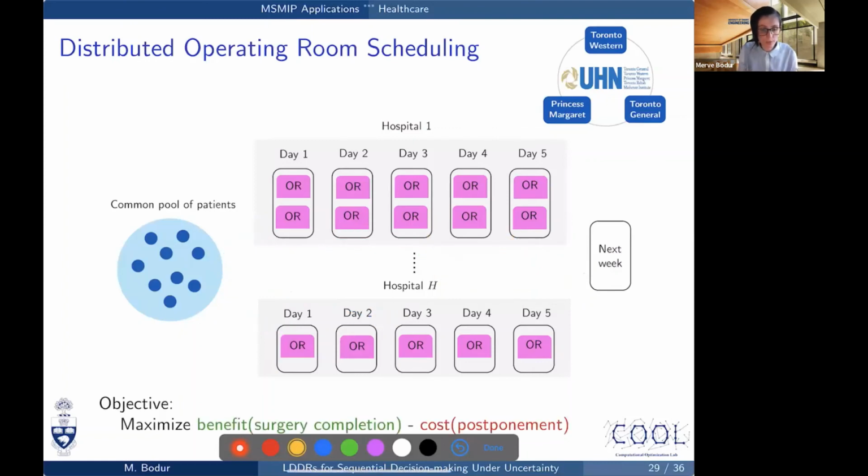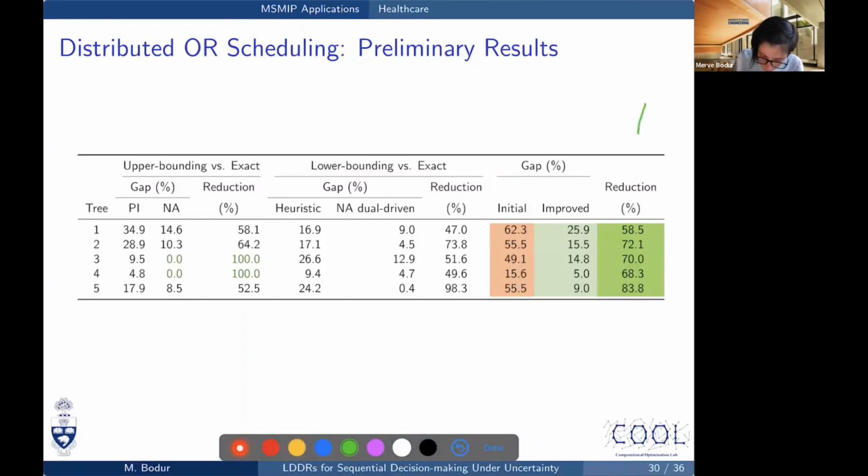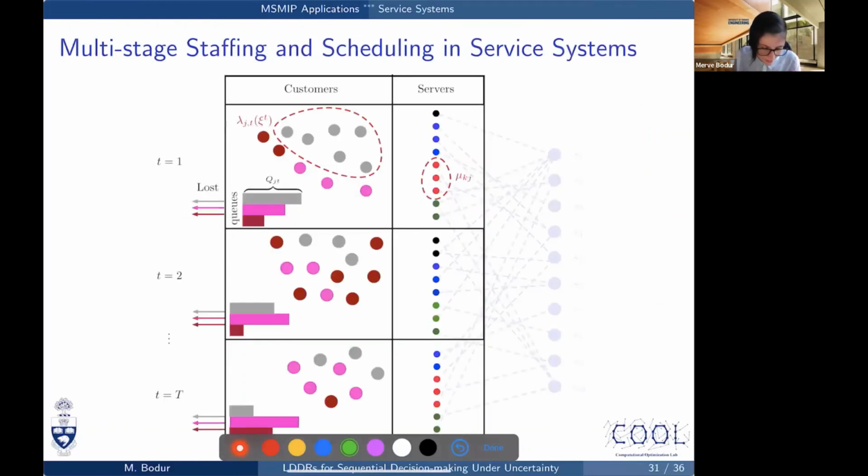And the goal here will be to maximize overall the benefits from the surgery completion net of the cost associated with this. We again apply it to very simplistic instances. This is ongoing work and these are preliminary results. But again, compared to the existing initial gap, our gap reductions through the decision rule-based approaches are significant. The final example, I'm going to skip the description.